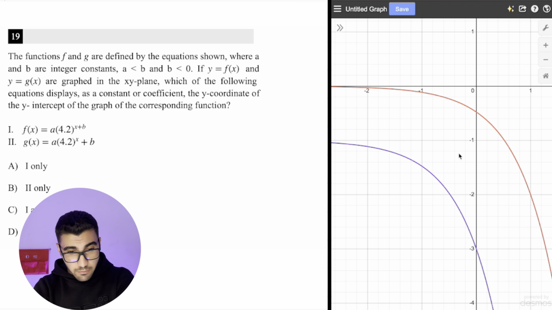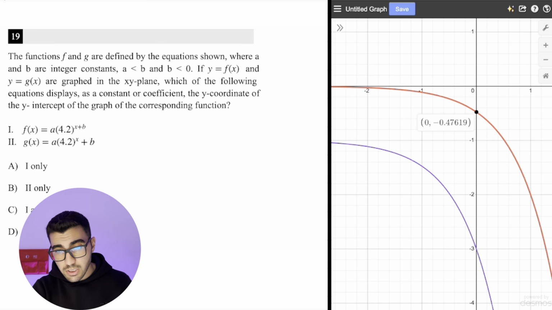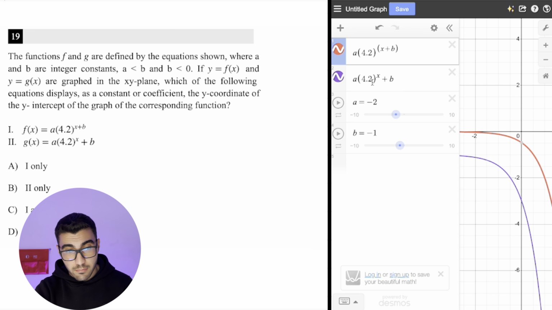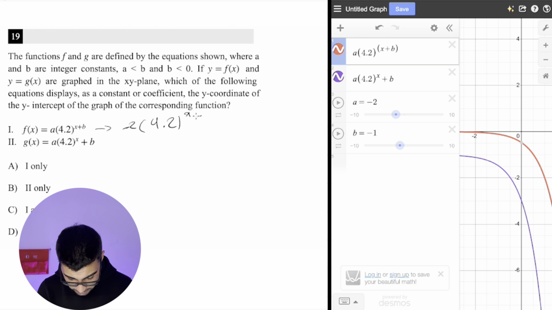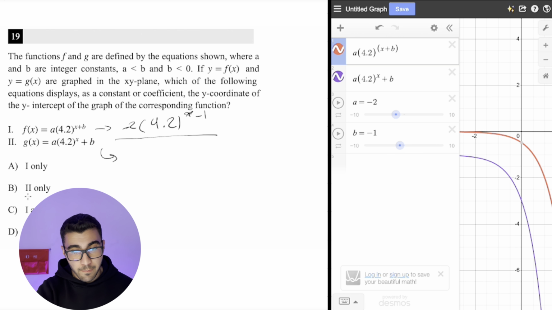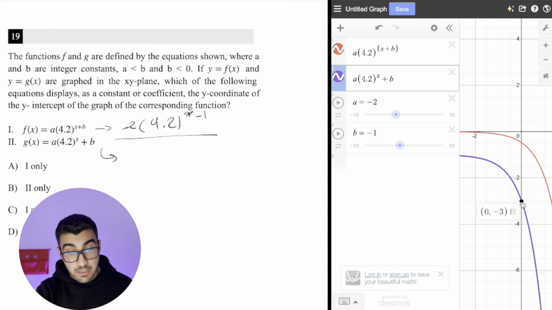Now we have the functions. So let's look at the y-intercept. The y-intercept of this one is this number, and do you see this number as a constant or coefficient here? Like, do you see negative 0.47 as a number in this function? No. Imagine that a is -2, so the function right now is -2 times 4.2 to the x minus 1. So do you see that number? No. For this one, the y-intercept is -3.